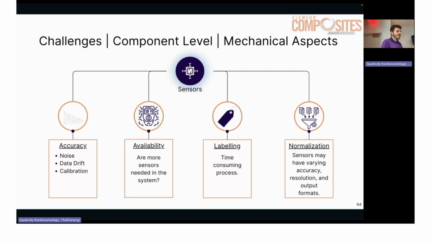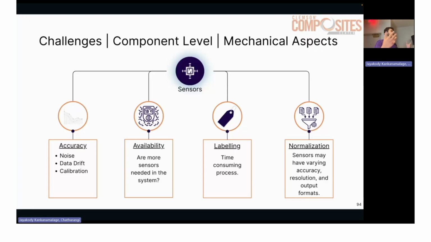And the idea of calibration. This sensor might work in one environment, but not in another. So these are issues that you can usually struggle with when using sensors. Also, availability of them. Do I need more sensors in the system? Tying it back to the model aspects as well.